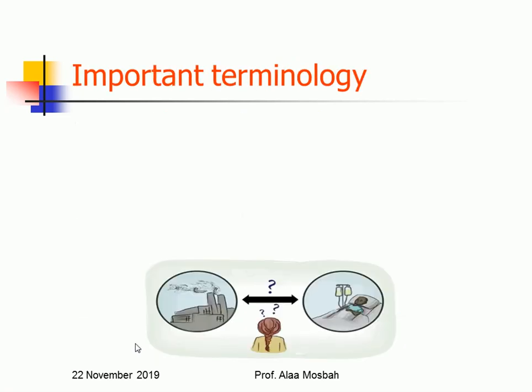Okay, what is the important terminology we wanted to know? We wanted to know about exposure and the outcome. What is exposure and what is the outcome? Please look at this picture. This is air pollution, for example. This is the exposure, and it caused a disease in this person. So this is the outcome.